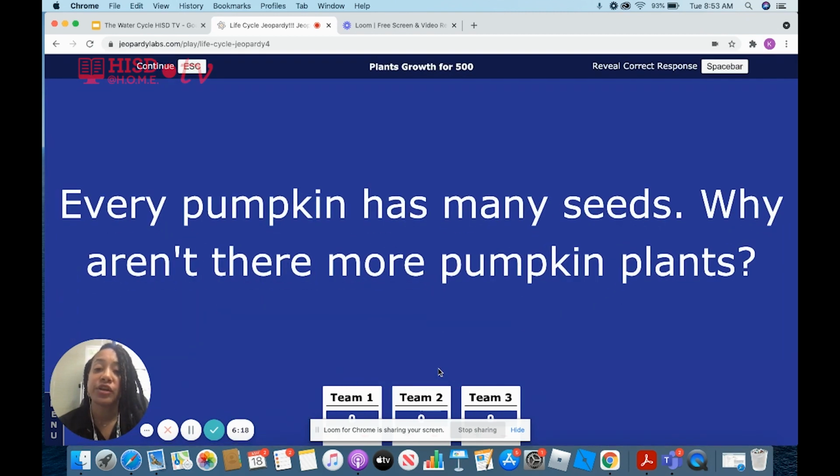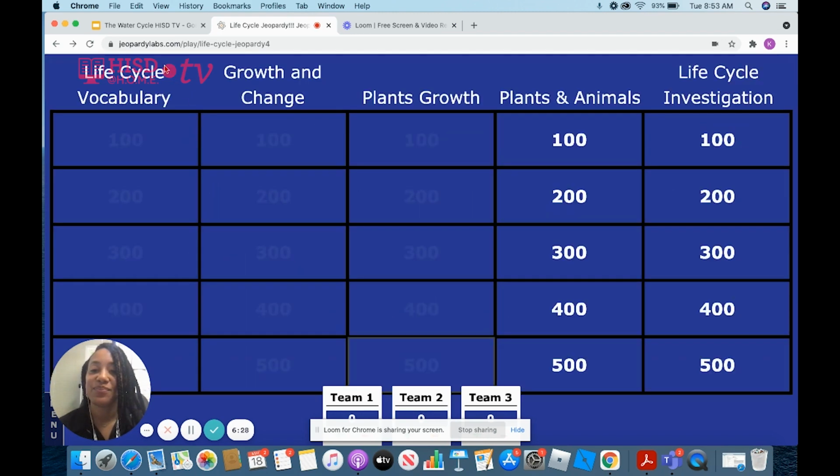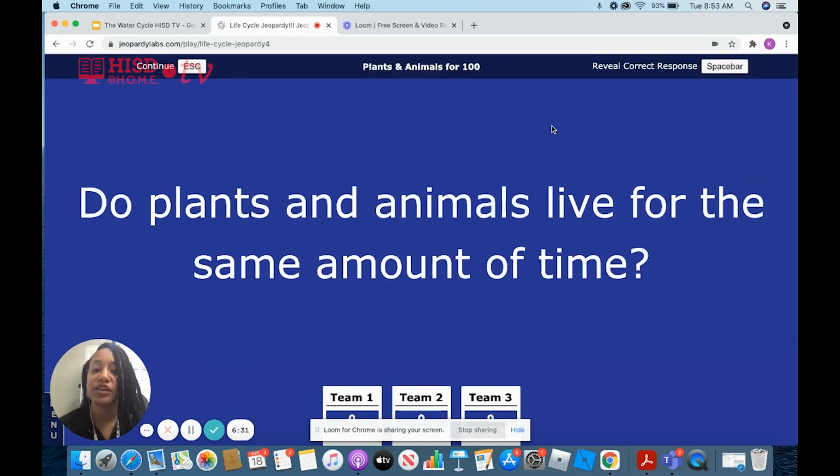Plant growth for 500. Every pumpkin has many seeds. Why aren't there more pumpkin plants? Well, the reason is because not every seed grows into a new plant. Plants and animals 100. Do plants and animals live for the same amount of time?